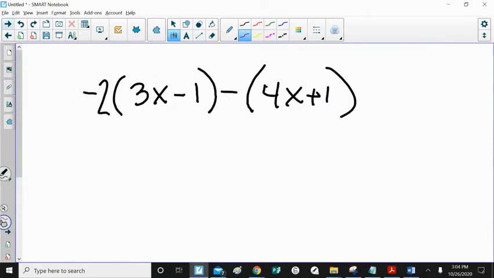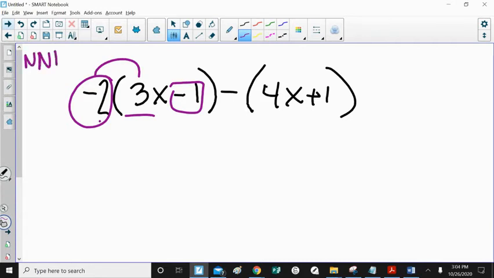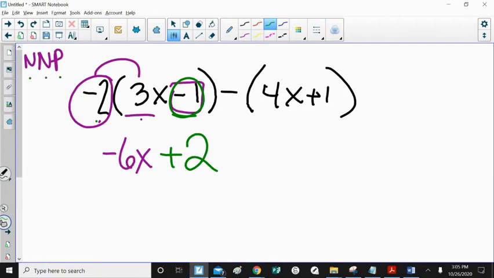In this example, I have a coefficient in front of my first linear expression. So I need to distribute negative 2 to everything inside of my parentheses. So negative 2 times 3x, we have to remember our trilogy of a negative, negative, and a positive. Negative 2 times positive 3x is a negative 6x. Negative 2 times a negative 1 is a positive 2 because of our negative, negative, positive trilogy.